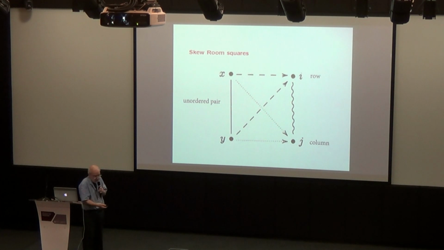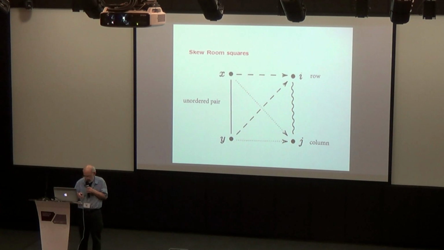And that solid edge has to be in exactly one of the subgraphs that look like this. And when you find that subgraph, that tells you the dashed edges lead to the row you want to put the unordered pair XY in, and the dotted edges lead to the column. So, is it a skew room square?